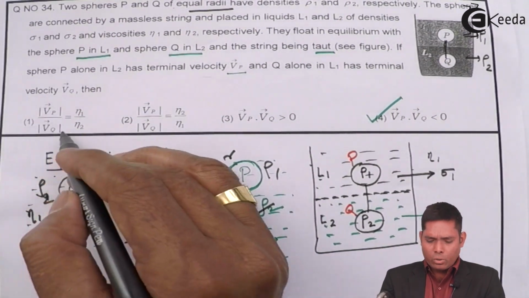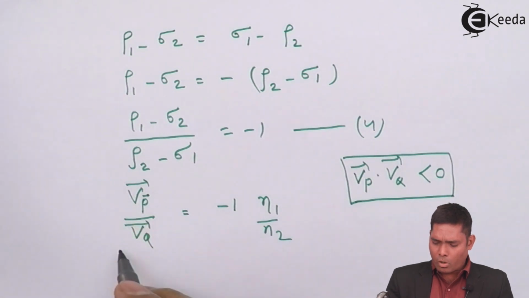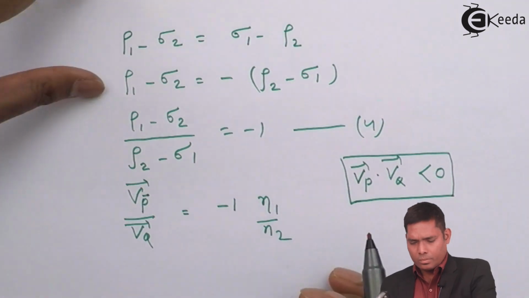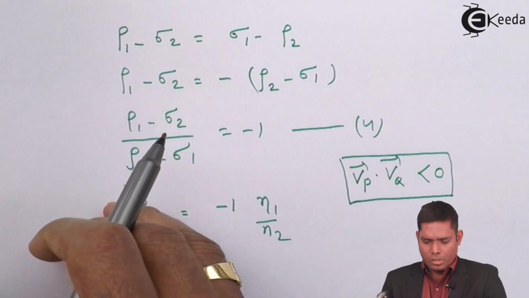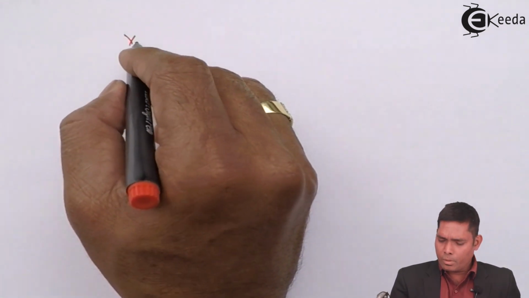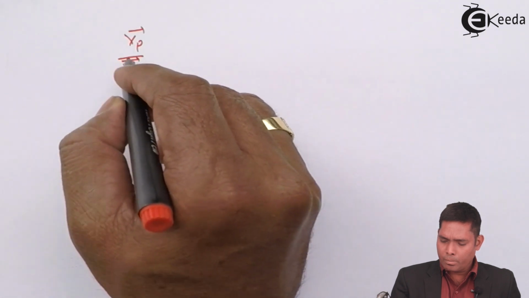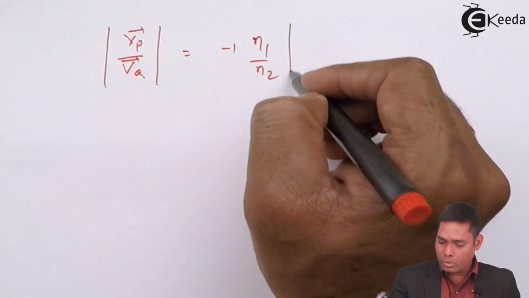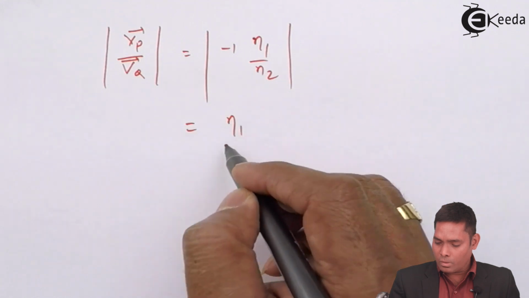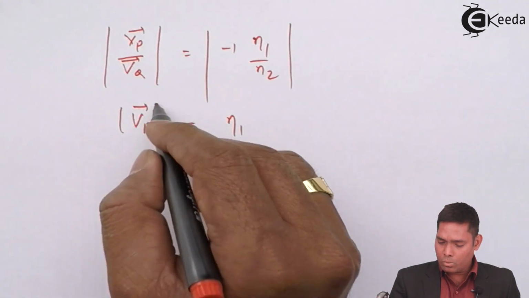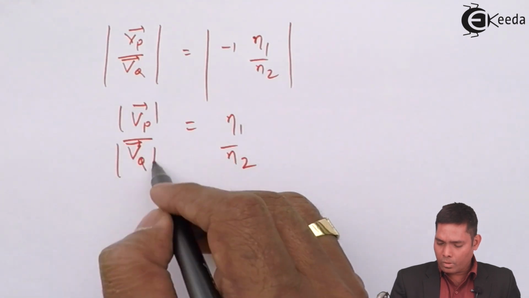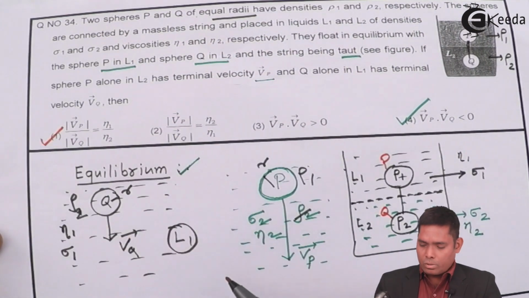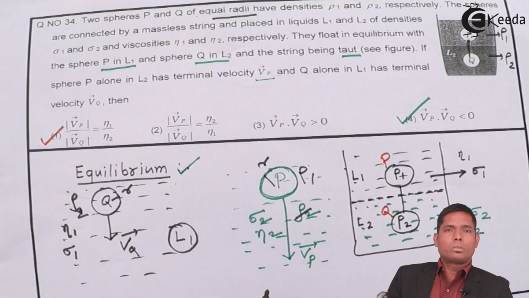And if I take the magnitude of this Vp upon Vq, then I write here: the magnitude of Vp vector upon Vq vector is minus 1 times eta 1 upon eta 2 magnitude. This becomes eta 1 upon eta 2. So Vp magnitude over Vq magnitude is eta 1 upon eta 2. If I see the options, then option 1 is correct. So we have got two options correct, 1 and 4. Okay, thank you.